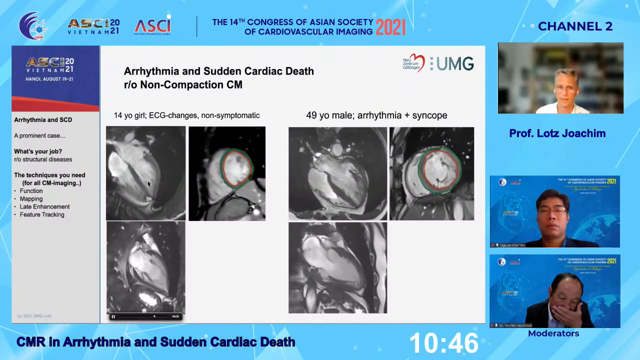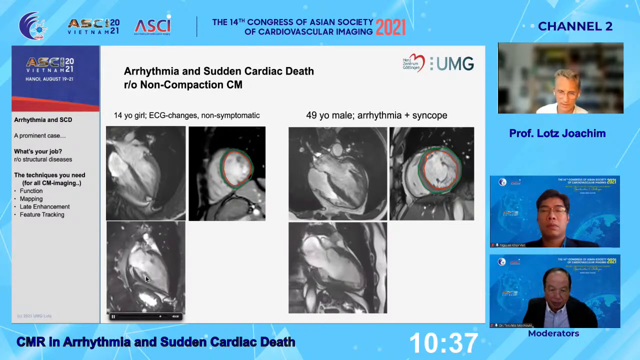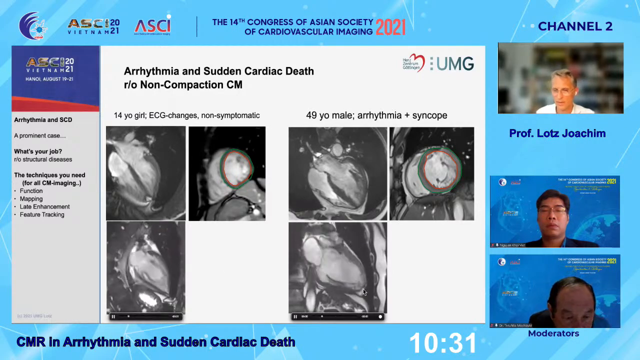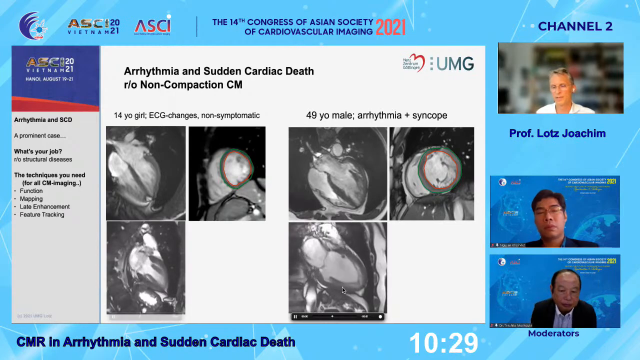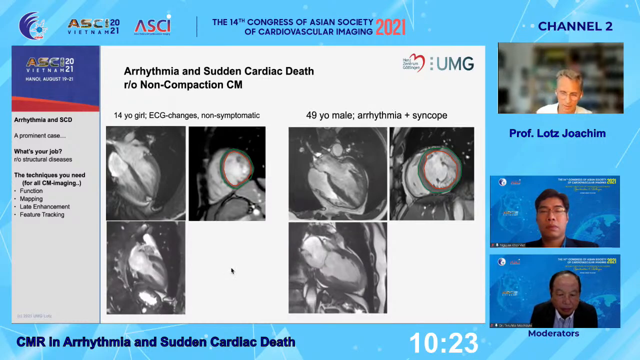If you look at the left ventricle here, you see this intense trabeculation, very nicely seen here in the vertical long axis between the two papillary muscles. Here in the 14-year-old girl, the small heart, and the bigger heart of the 49-year-old male, you see similar changes. This could be a non-compaction cardiomyopathy.